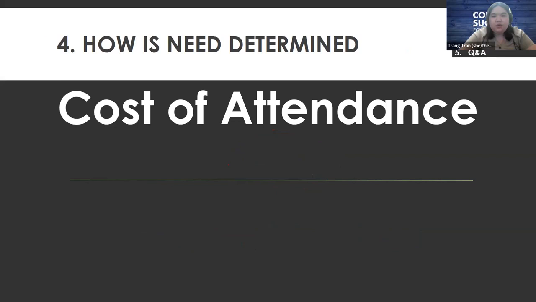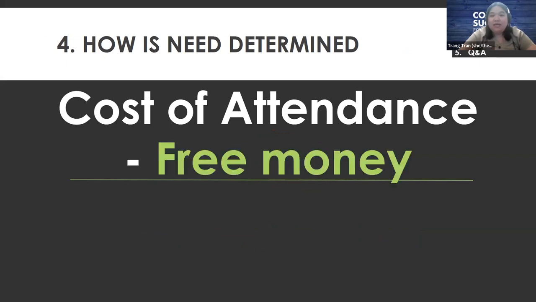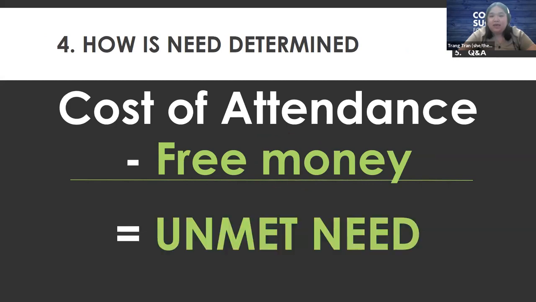All right, so the formula that we suggest using when explaining unmet need to students is the following. Cost of attendance minus any free money that they were offered, so grants, scholarships, equals unmet need. And so they can fill the unmet need with loans, additional scholarships they can apply for, work study, and pay out of pocket as well.